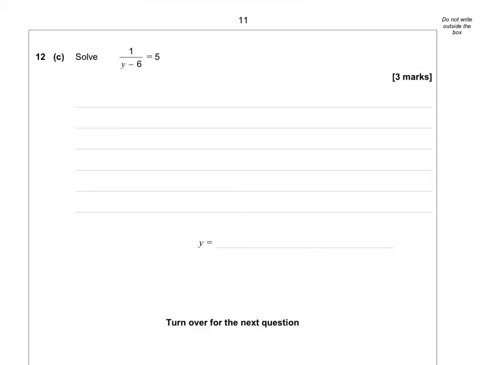Question 12 part C is another solving an equation. This time we're going to multiply both sides by y minus 6. Let's try and get rid of that fraction. So we get 1 equals 5 bracket y minus 6, because we're multiplying the 5 by all of y minus 6. I'm going to expand this bracket now to get 1 equals 5y minus 30.